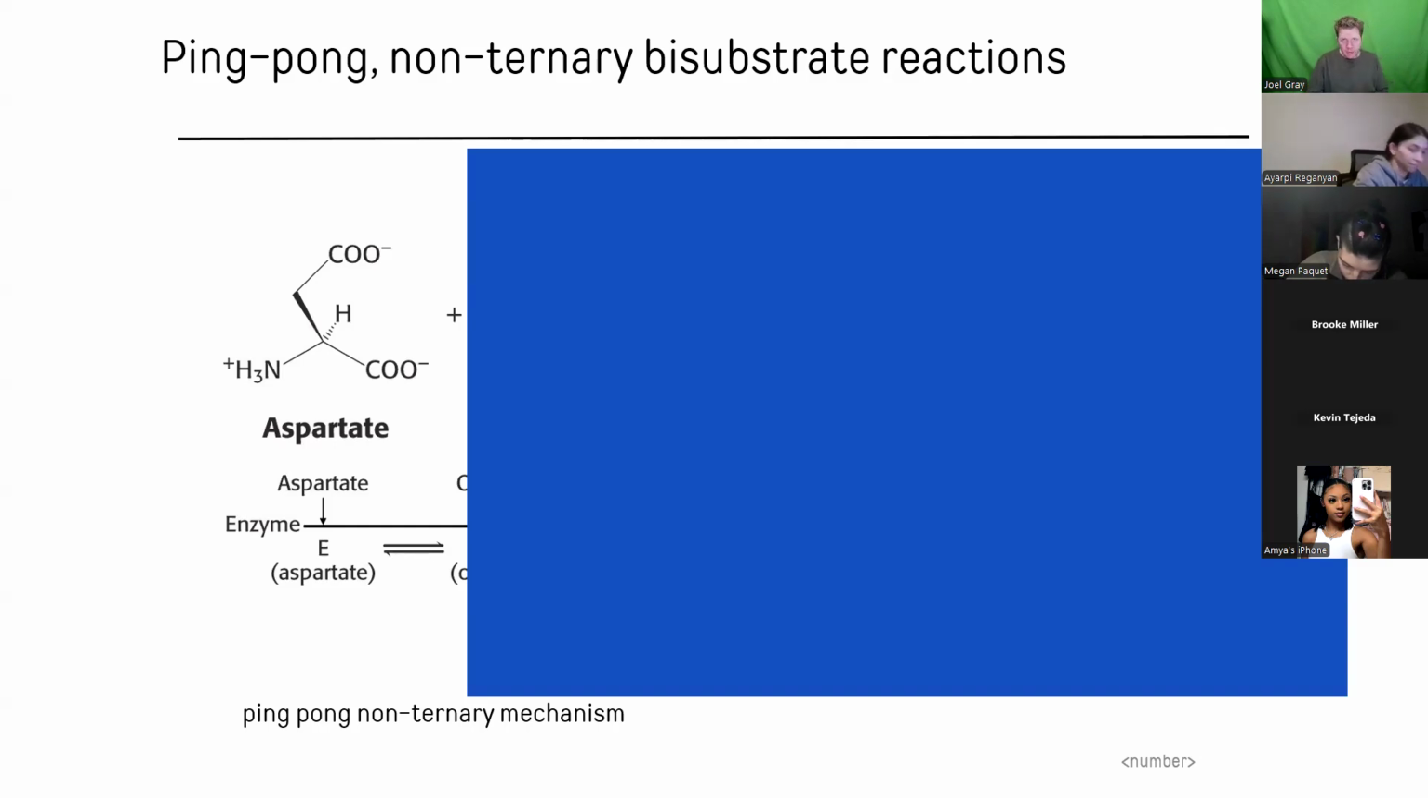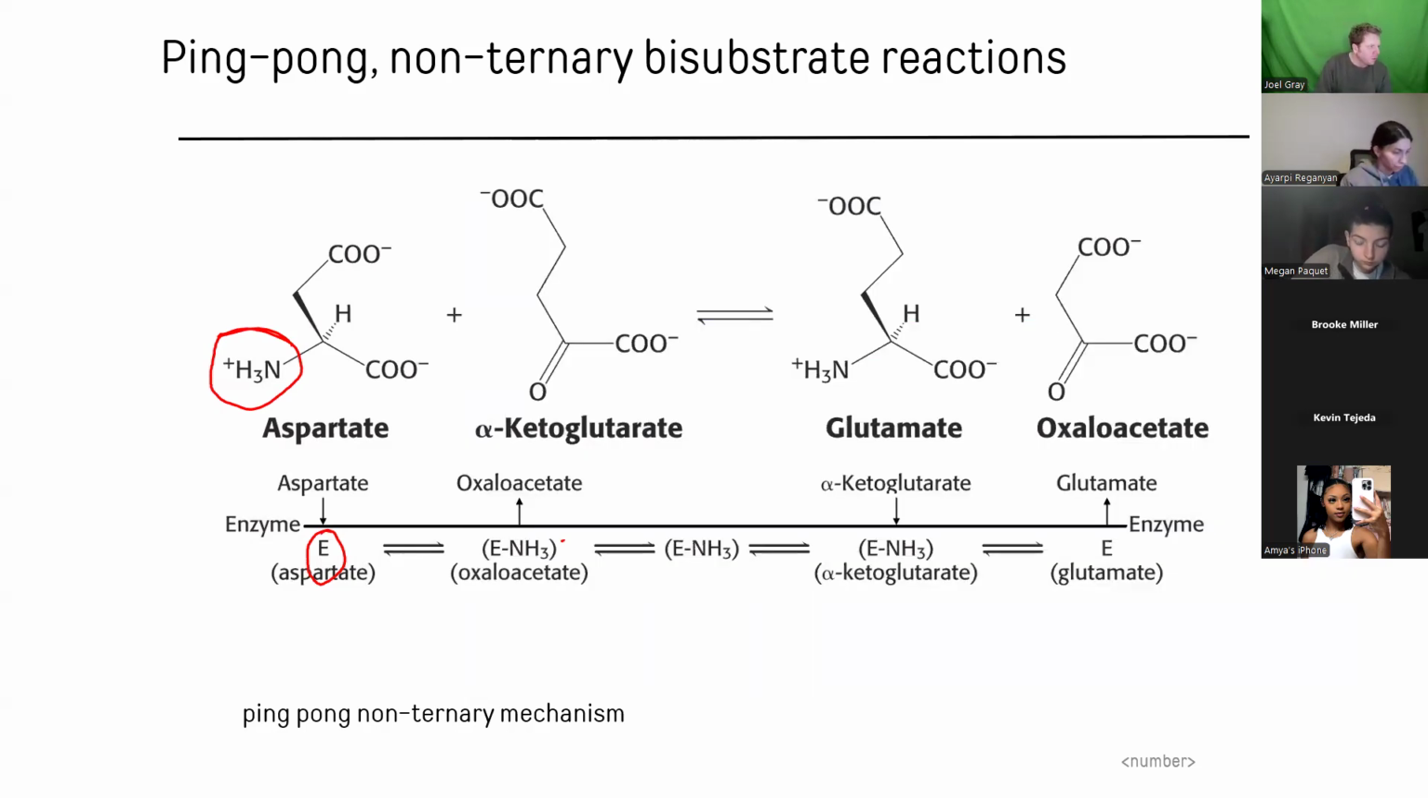Now, in this case, we are looking at an enzyme, E down here, that will bind aspartate. And whenever it binds aspartate, it's going to take this group right here and transfer it from aspartate onto our enzyme, which is where, now I have to reveal my drawings, we get this right here, this ENH3. So this NH3 from aspartate has been transferred to our enzyme.